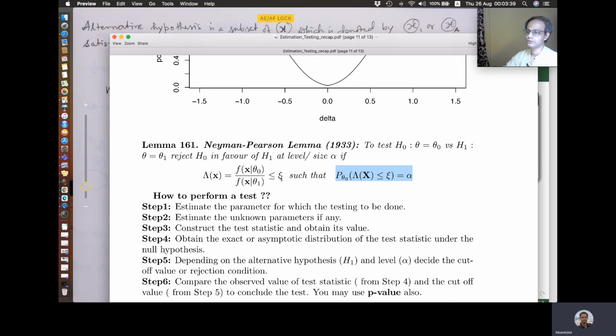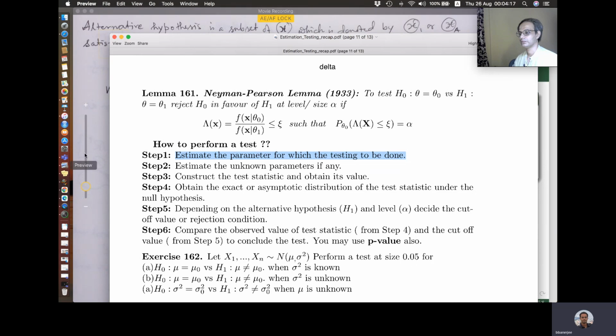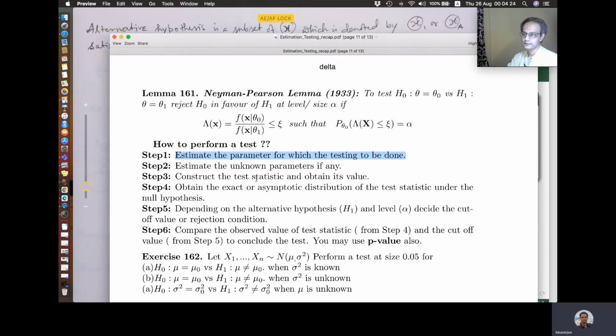For our purpose, we will give a recipe for how to perform a test, and we will show some examples, and in your regression course you will see how to implement it. So this set of rules will be useful. First of all, you have to estimate the parameters for which you have to do the testing. Let me just tell you, and then we will show you.